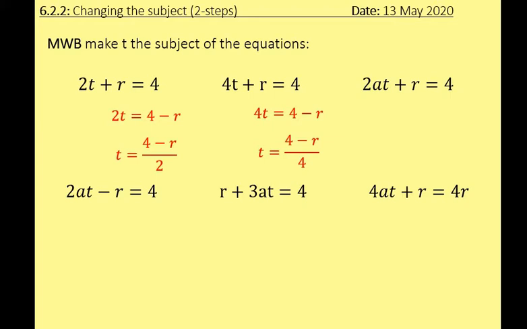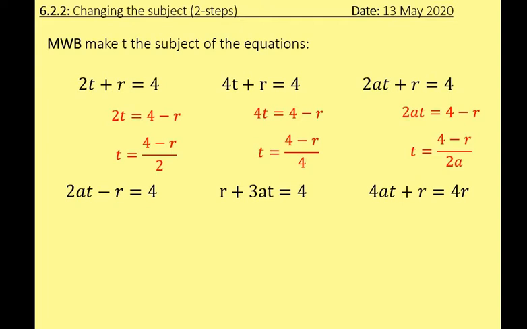In the next question, we have a very similar question. So 2at plus r equals 4. So again, the first step in this question is exactly the same as the previous two. We're going to subtract r from both sides, and this time though we will divide by 2a. So our answer is t equals 4 subtract r, all divided by 2a.